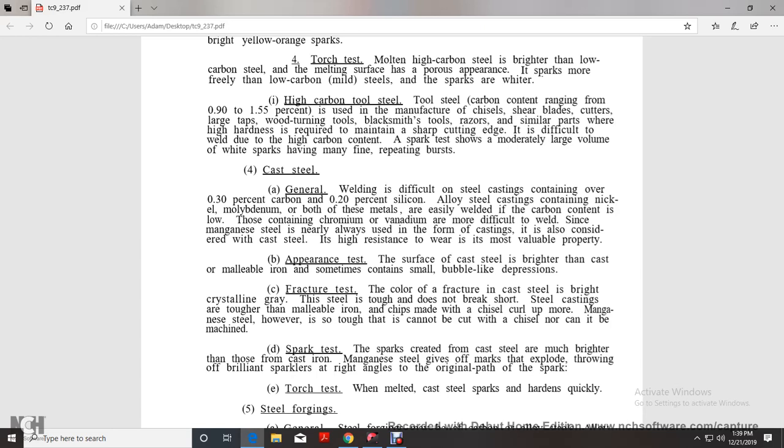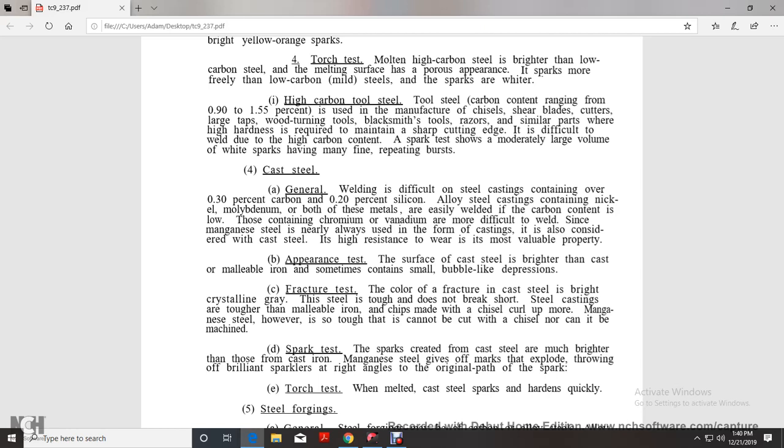All right, cast steel. Generally, welding is difficult with steel castings containing over 0.30% carbon and 0.20% silicon. Alloy cast steel contains nickel and molybdenum. Both of these metals are easily welded with a low carbon content. Those containing chromium and vanadium are more difficult to weld. Manganese steel is nearly always in the form of castings. Also consider cast steel's high resistance to wear as its most valuable property.